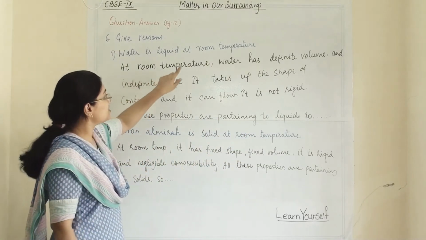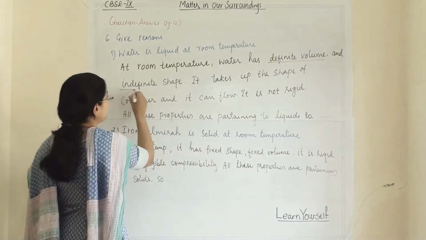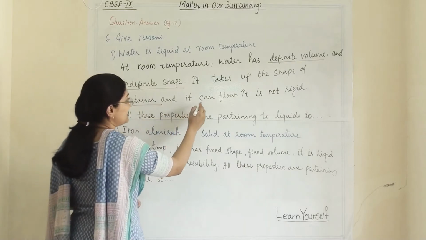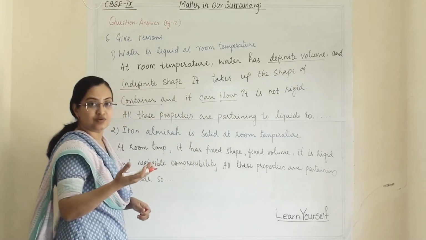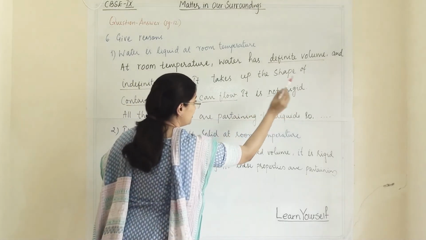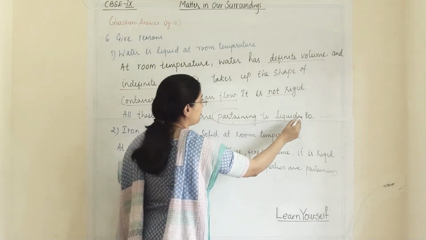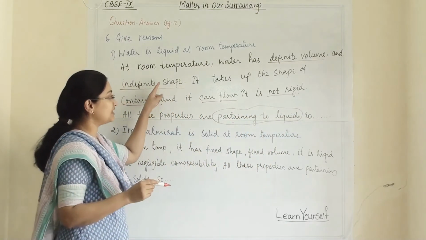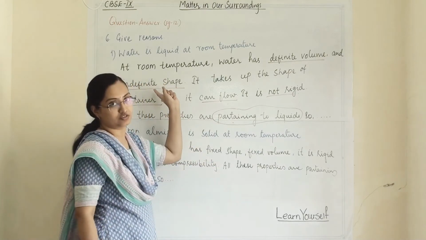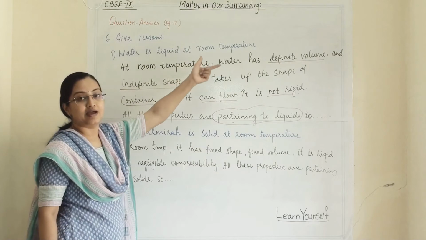So at room temperature water has definite volume, that is the first property, and indefinite shape. It takes up the shape of the container and it can flow, because liquids are called fluids. It can flow. It is not rigid. All these properties pertain to liquid. It is important to mention that all these properties belong to the liquid state and also belong to water at room temperature. So that's why we can call water a liquid at room temperature.